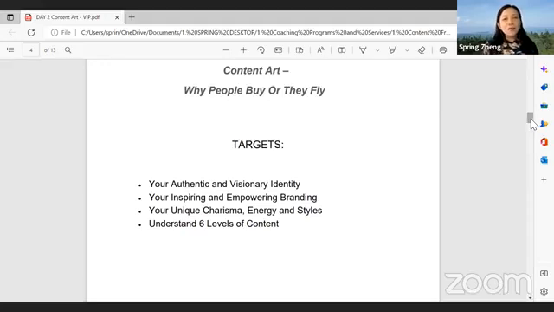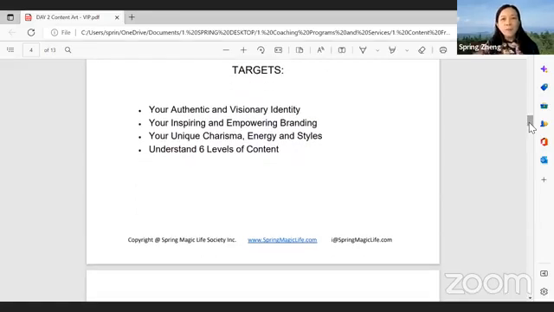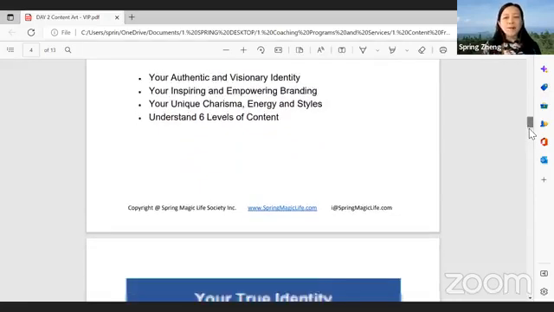The targets on day 2 will help our members discover their authentic and visionary identity, and design their inspiring and empowering branding, aligned with their unique charisma, energy, and styles. Many of you may not be sure what your charisma and styles are, and we will help you unleash it and really claim it. And then we will understand the 6 levels of content. So here I will just quickly go over some of what we will share with our members.